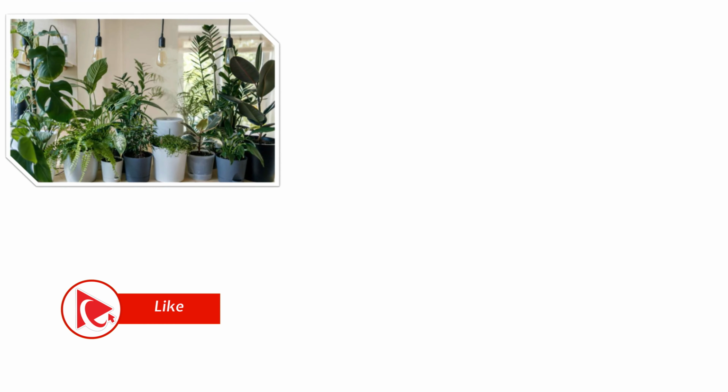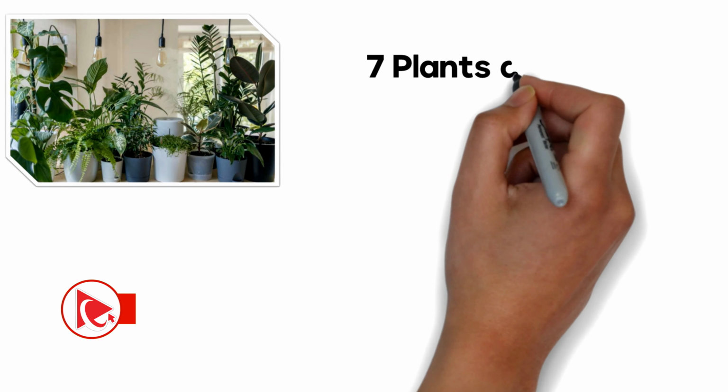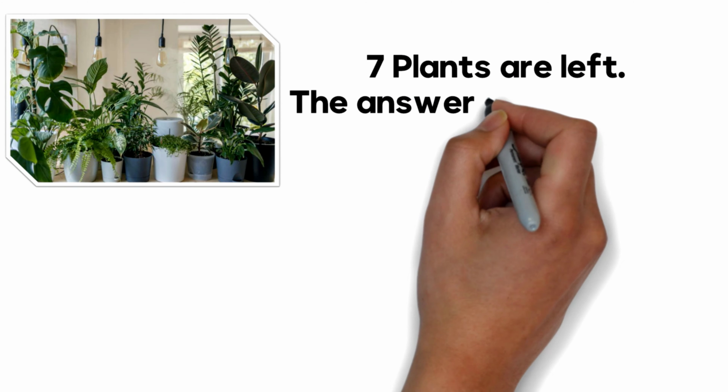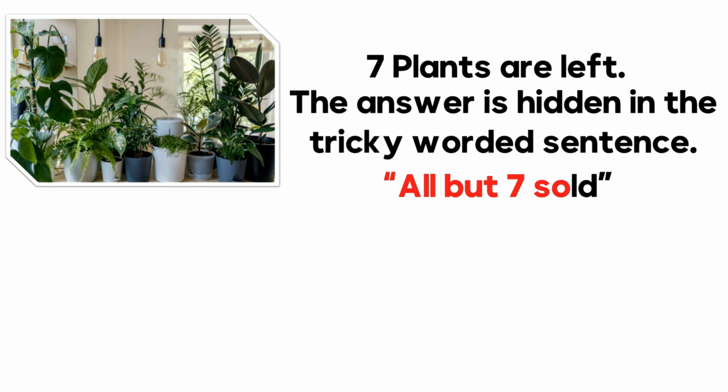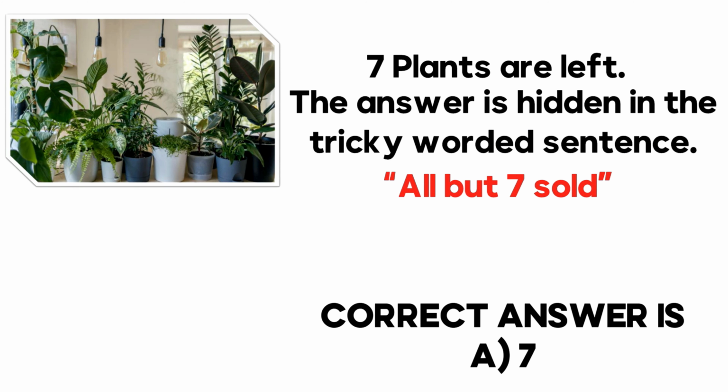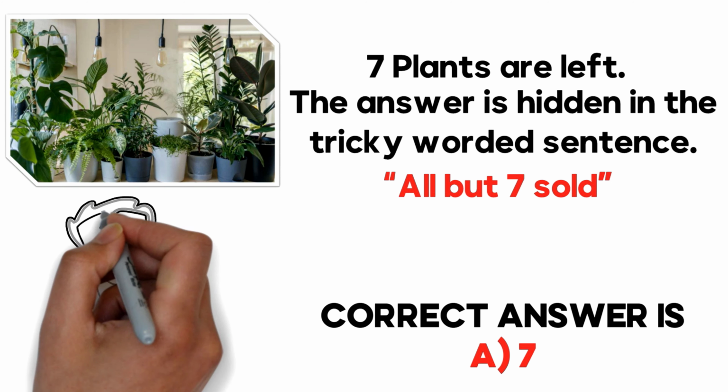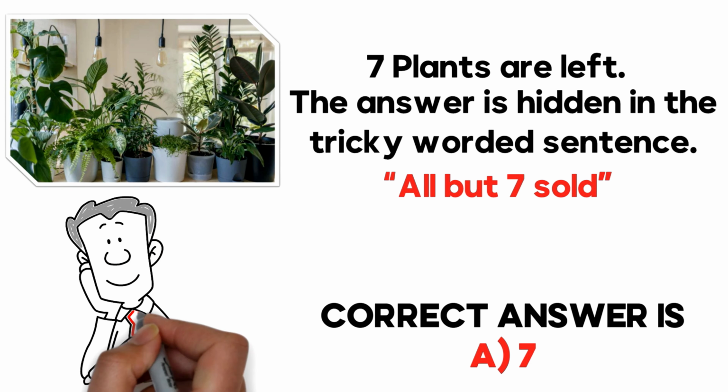The answer to this question is very simple. 7 plants are left. The answer is hidden in the tricky worded sentence, all but 7 were sold. So the correct answer here is choice A, 7. Hopefully you've read this question correctly, understood it very well, and solved it on your own.